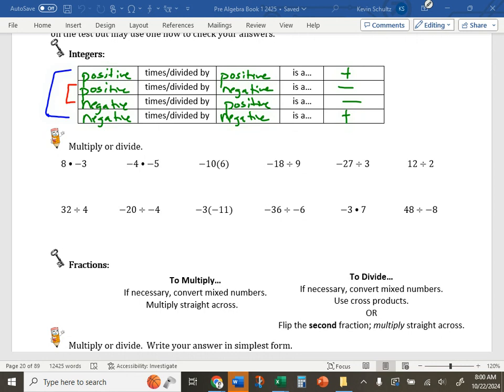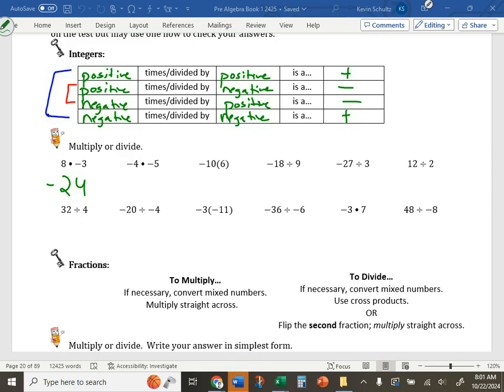Okay? So the first one, 8 times negative 3, the basic fact of 8 times 3 is still the same. What is 8 times 3? 24. You know that, right? So then the question is, is it a positive 24 or is it going to be a negative 24? Negative, because one of those numbers is negative.